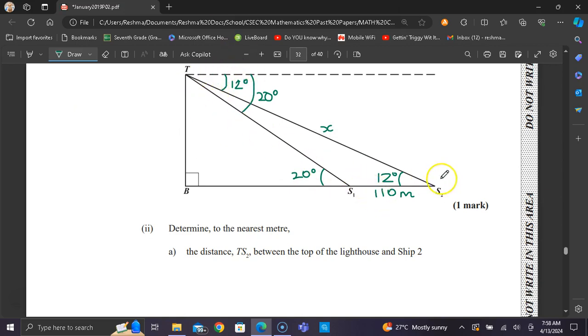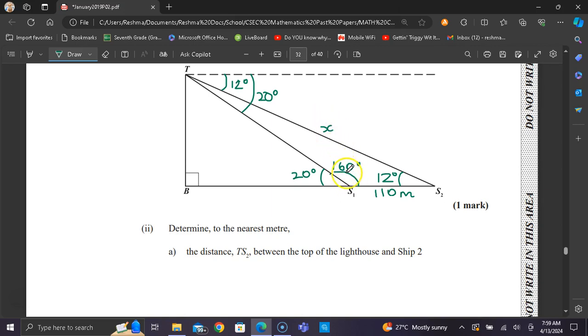So I'm looking at this triangle TS1, S2. All right, this kind of scalene triangle here. So we have one angle, we have one side, and we need to find the other side. So let's find this angle here, which is the other angle on this straight line. So since this is 180, 180 take away 20 will be 160. So this 160 degrees is the angle opposite the side that we want to find.